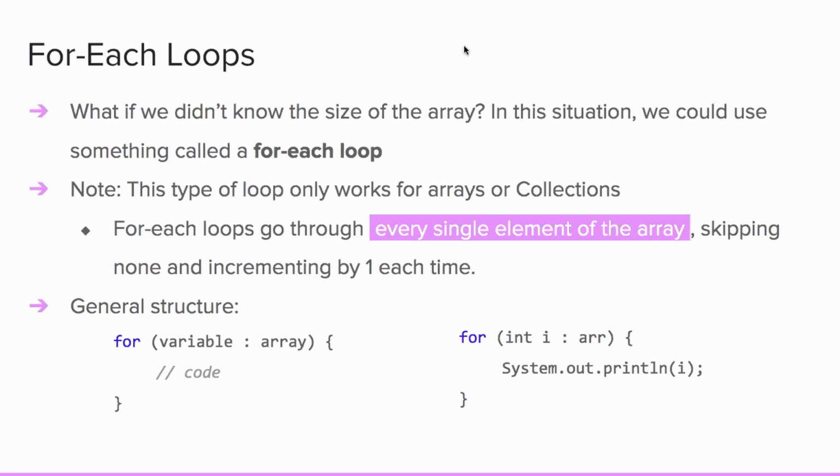The general structure for a for-each loop is as follows. The for keyword, the variable type, and a variable name, a colon, and the name of the array. You can name the variable whatever you'd like.